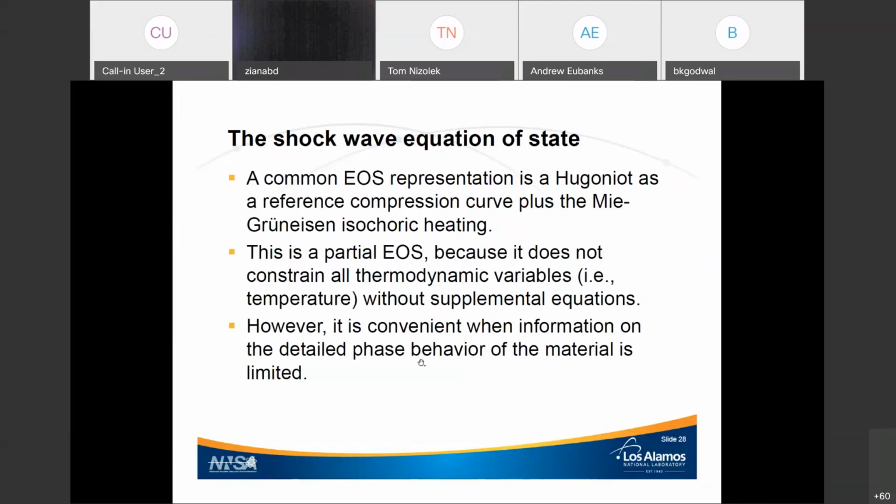Quite often, linear, quote unquote, Hugoniots sort of blast through different thermodynamic phases without the US-UP Hugoniot changing very much. And that's one of the reasons that this is particularly convenient.